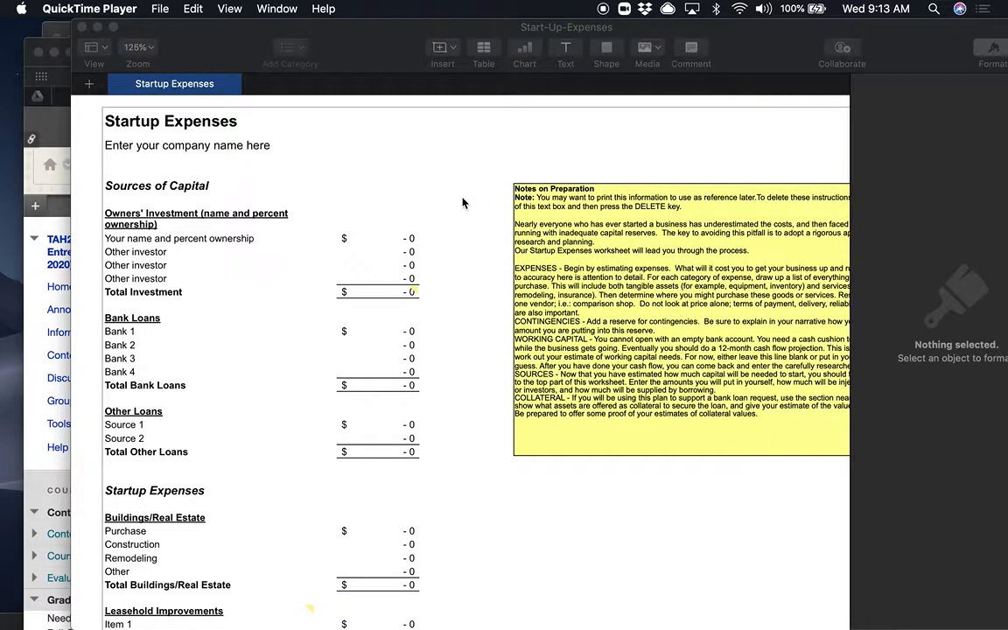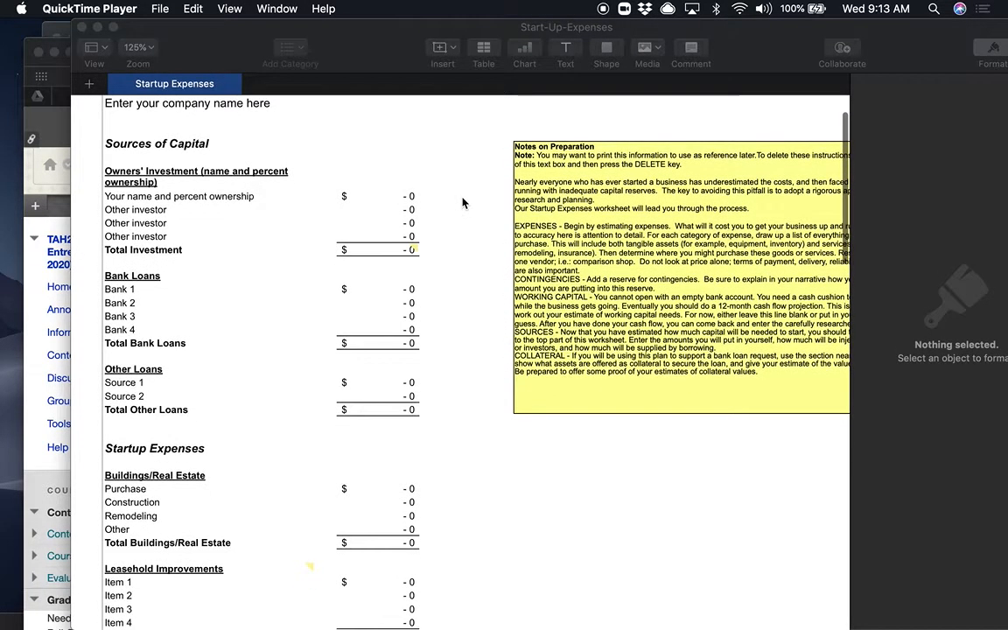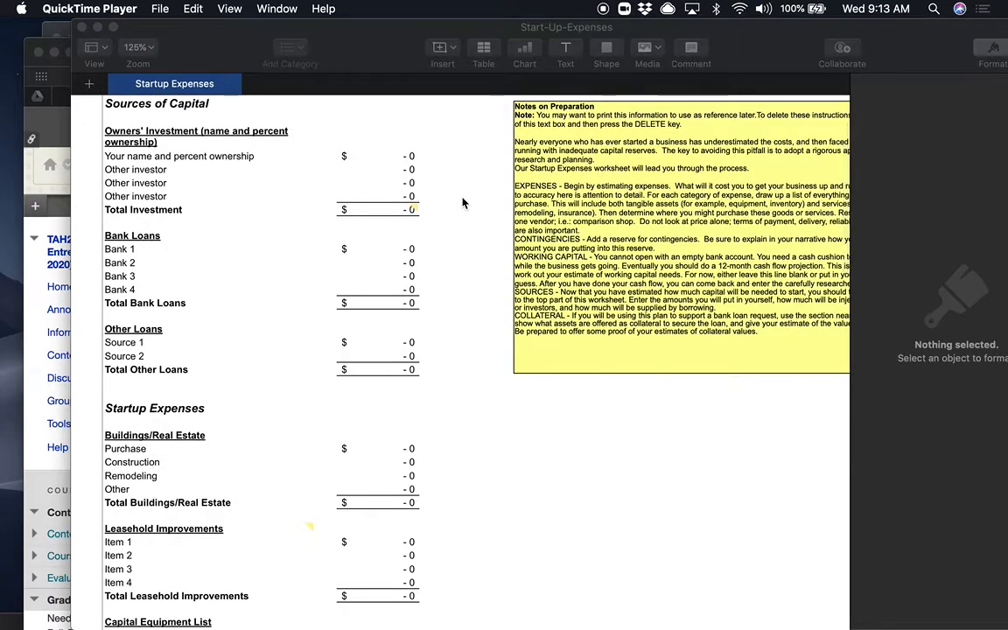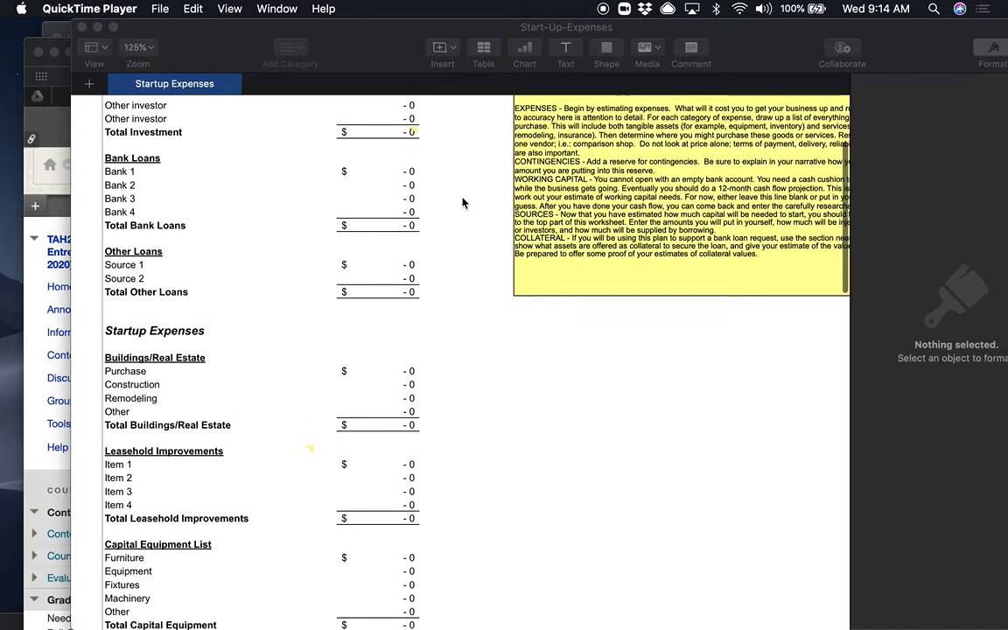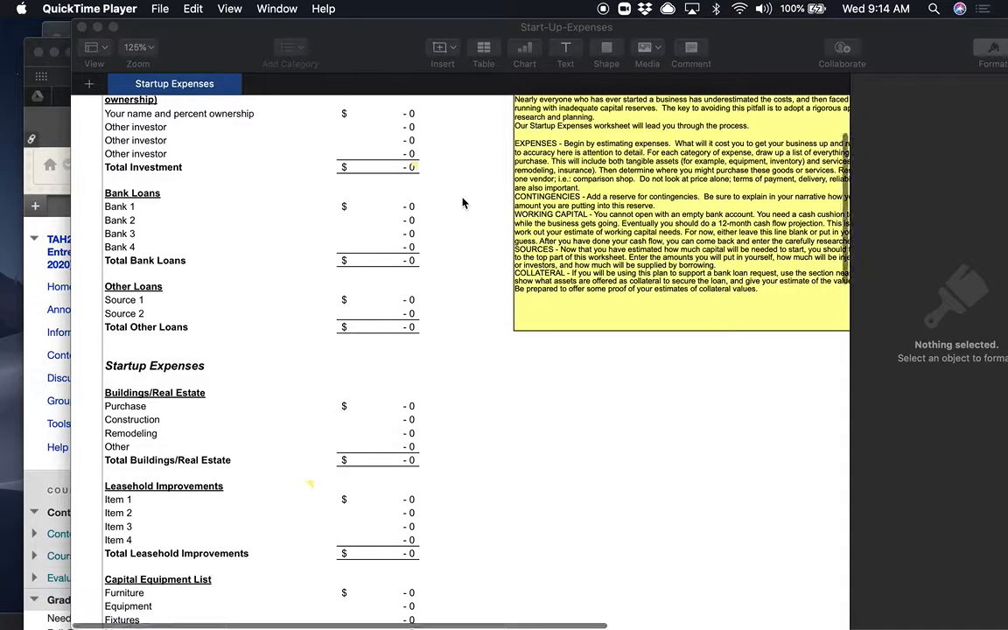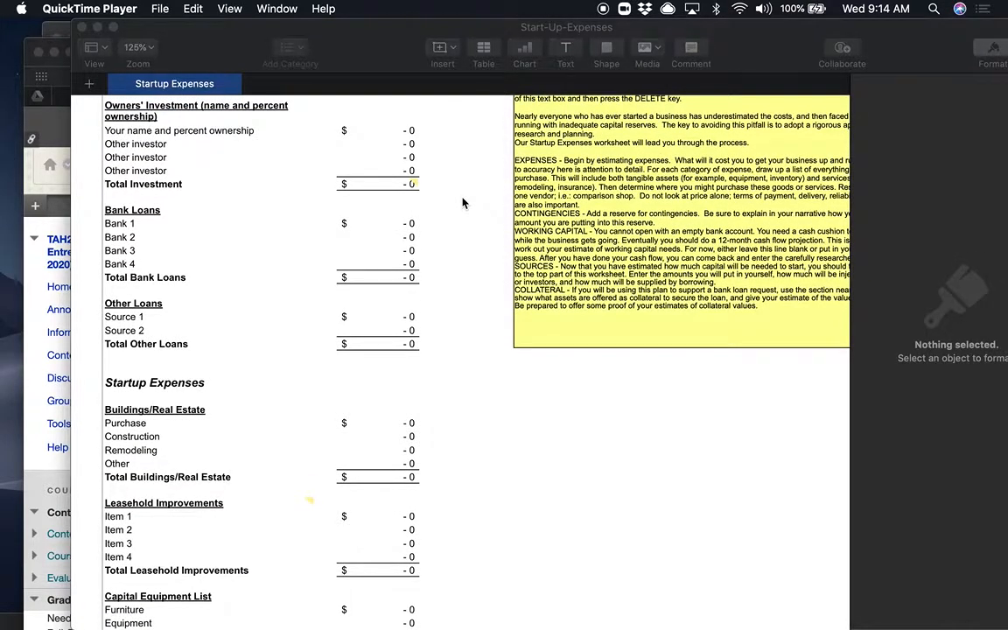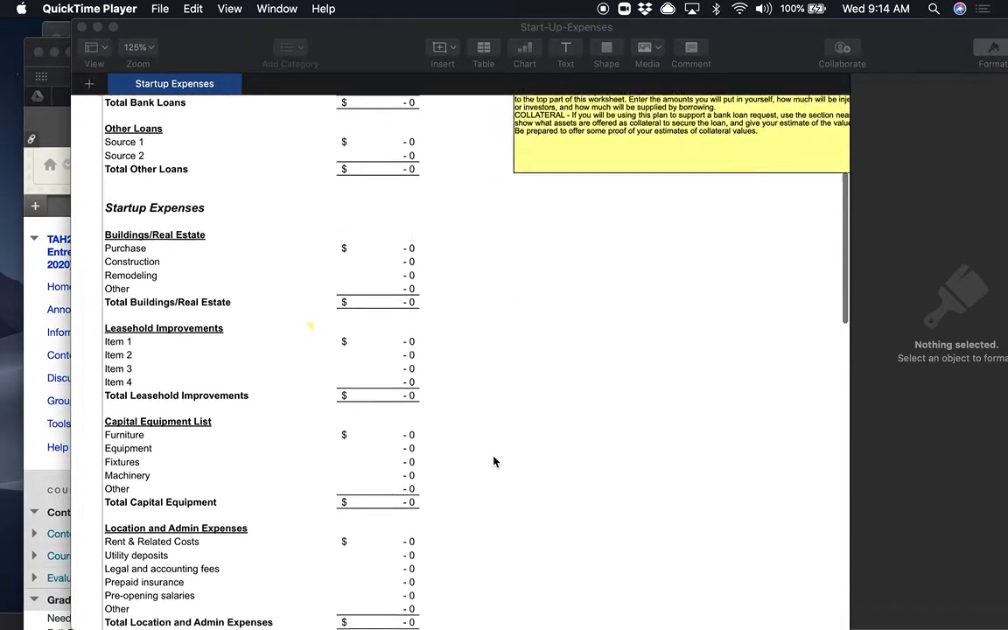You want to start off with how much money you're going to put into your own business. That's where your name and the percent of ownership comes in. Bank loans might not be something you get right away, especially if you don't have any demonstrated income from your business. Other loans could be things like borrowing from friends and family. Even other investors could be friends and family investment.